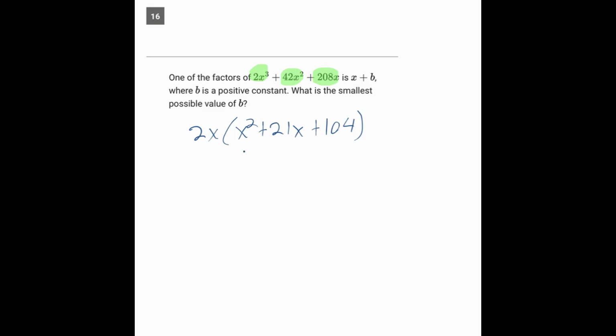Now, to factor this piece further, this is a BC quadratic because it's got only the invisible number 1 in the A spot, but it does have numbers in the B and C spots. And for BC factoring, you need two numbers that add to B and multiply to C. So our numbers need to add to 21 and multiply to 104. Having them multiply to a bigger number like that is maybe a little scary sometimes.